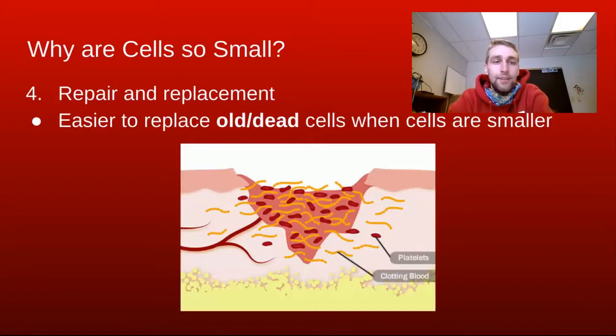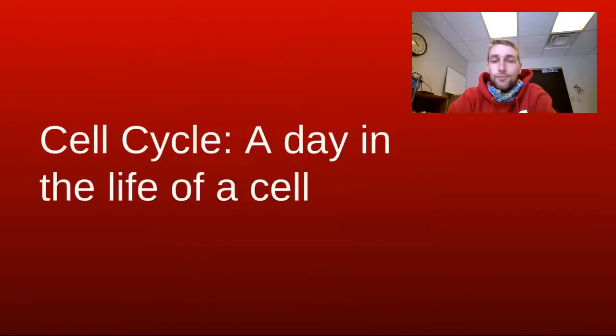Last idea is repair and replacement. If you ever get hurt or damaged or injured and some cells die, it's a whole lot easier to replace small cells than big cells. Like if your entire arm was made out of 10 cells and one of those cells died, you would just lose a tenth of your arm, and that would take a long time to replace. But cells are so small, you can lose 100 or 1,000 of them, and it's really not that big of a deal because they're easier to replace.